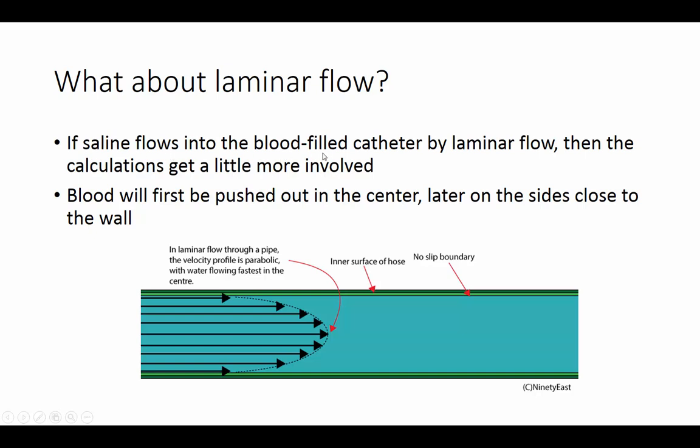So if saline is flowing into the blood-filled catheter by laminar flow, then calculations get a little more involved. Blood will first be pushed out, and again, this is if they're not mixing. Blood will be pushed out in the center, and then later on the sides close to the wall. So if this is not plug flow pushing the blood out, instead it's laminar flow pushing the blood out, the blood in the center line is going to be pushed out first, as you can see, and then lingering blood will be at the walls there. Again, still a thought experiment, because as we can imagine, we're going to get mixing of the saline and blood.